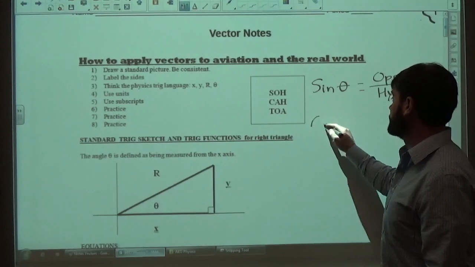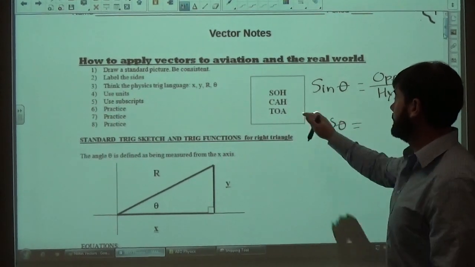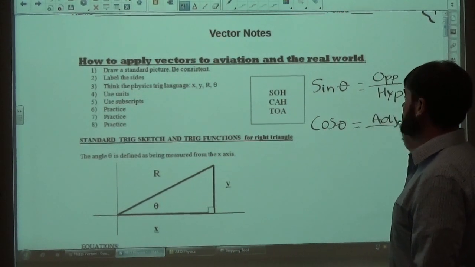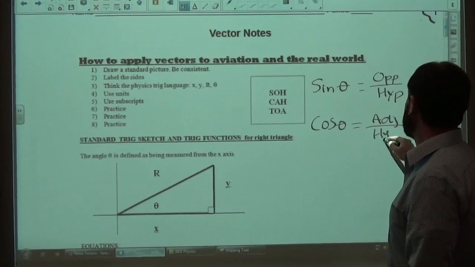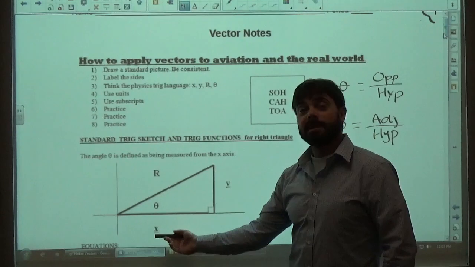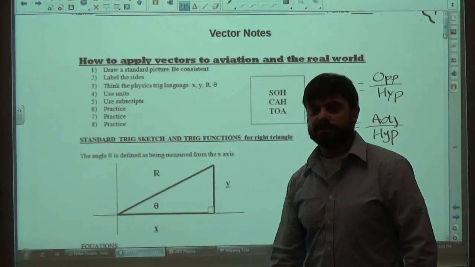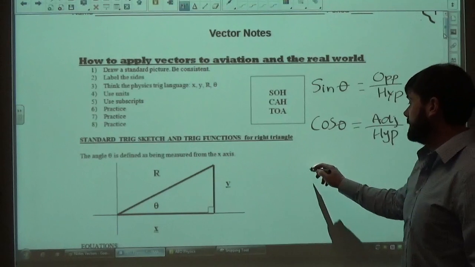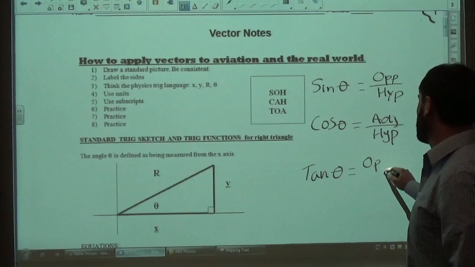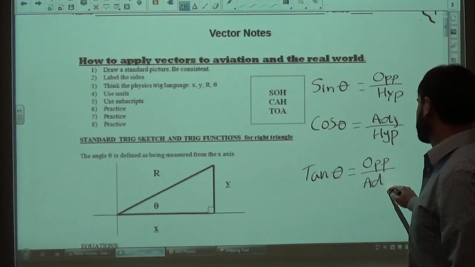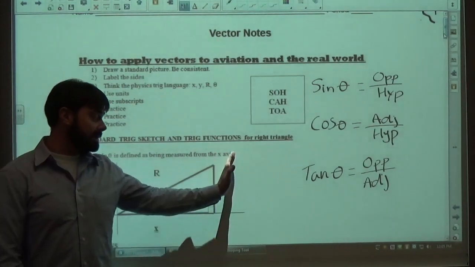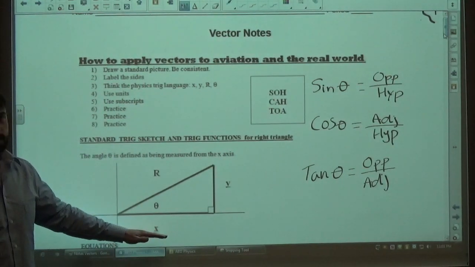We have the cosine function. The cosine of theta is equal to adjacent over hypotenuse. We'll abbreviate it like this: adjacent over hypotenuse. Again, if this corner is theta, then your adjacent side is the horizontal and your hypotenuse is what we're calling r here. And then you have the tangent function. The tangent of theta is equal to opposite over adjacent. Again, if this is the theta we're using, our opposite side is the vertical leg and the adjacent side is the horizontal leg.